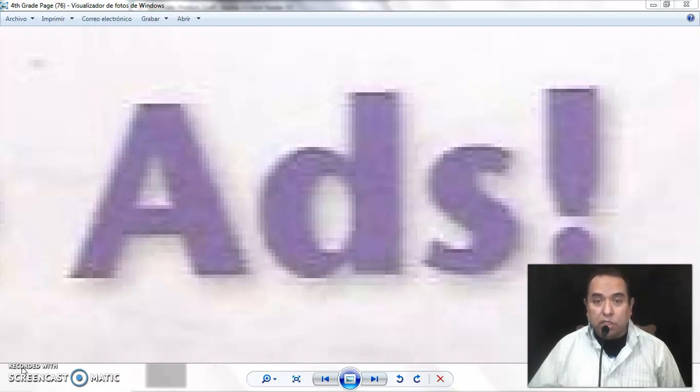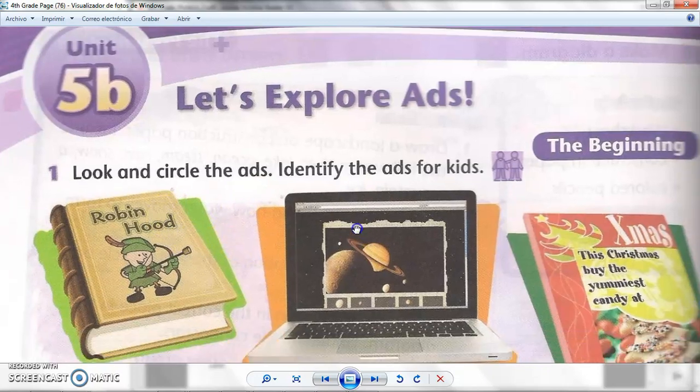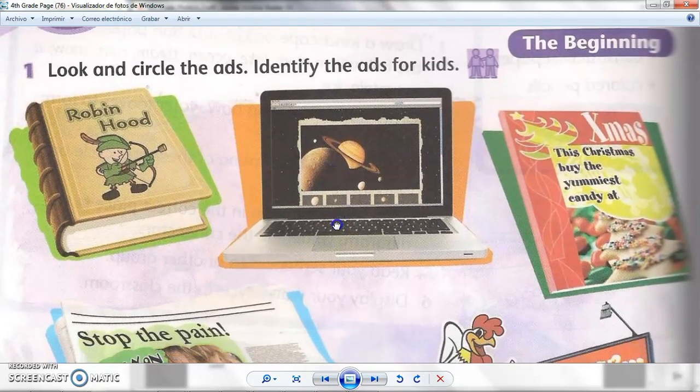Information about the characteristics of a product or a service. And here we have the first exercise of this page. Look and circle the ads and then identify the ad for kids.